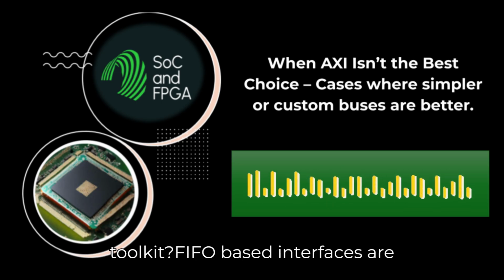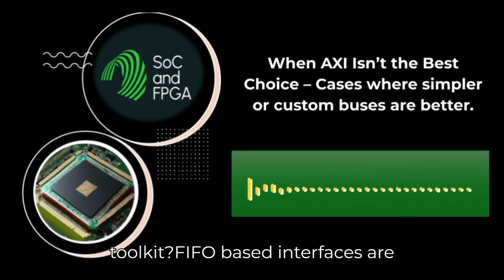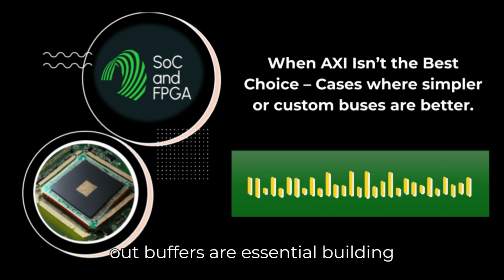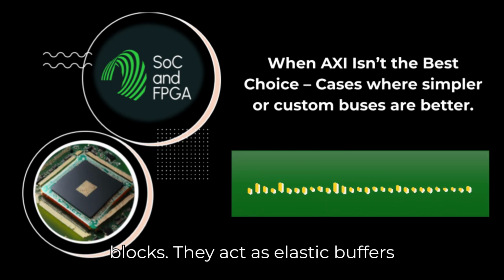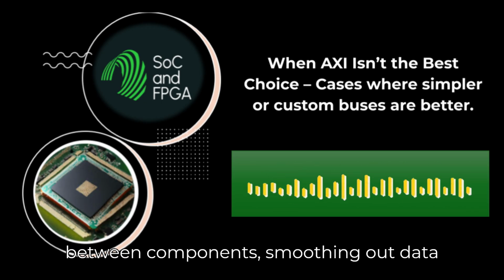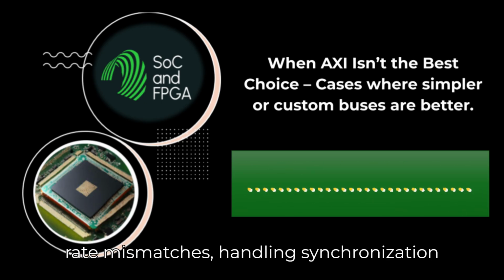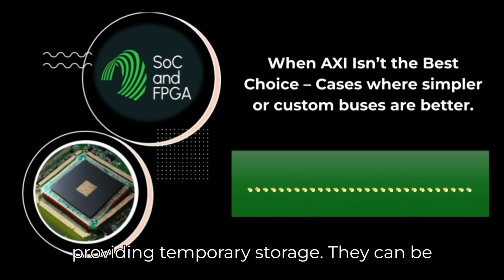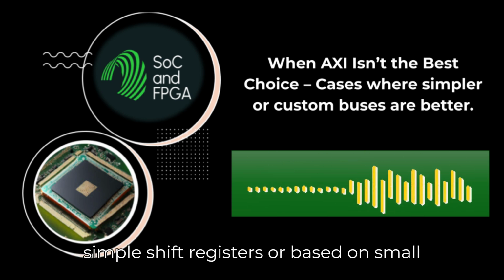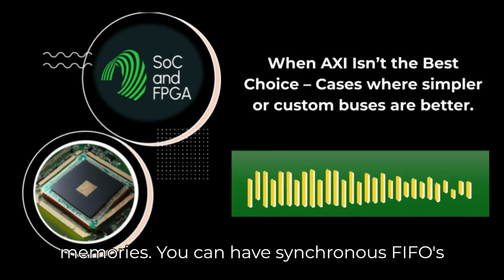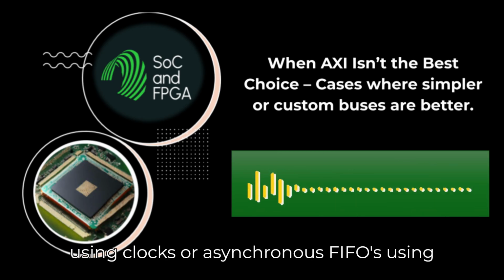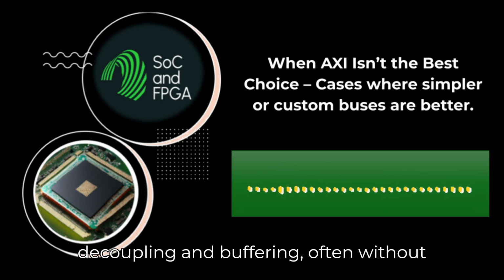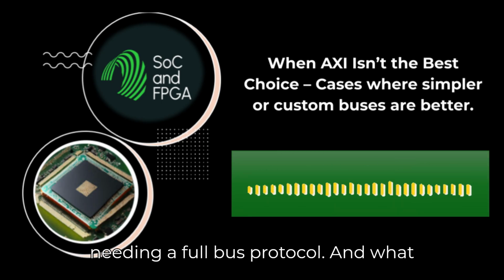What else is in the custom toolkit? FIFO-based interfaces are extremely common. FIFOs, first-in, first-out buffers, are essential building blocks. They act as elastic buffers between components, smoothing out data rate mismatches, handling synchronization between different clock domains, or just providing temporary storage. They can be simple shift registers or based on small memories. You can have synchronous FIFOs using clocks or asynchronous FIFOs using handshaking. They provide crucial decoupling and buffering, often without needing a full bus protocol.